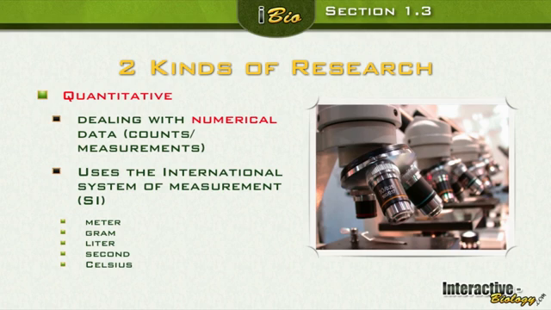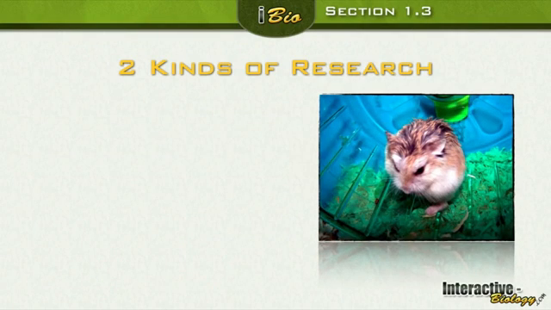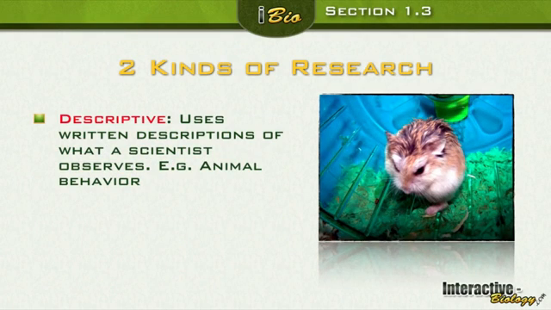Grams, what does that refer to? Weight. What about liters? Volume of liquid. What about second? Time. What about Celsius? Temperature. So you can fill those in here. Meter refers to length, gram to weight, liter to volume, second to time, and Celsius to temperature. So the first kind of research is what kind of research? Quantitative.